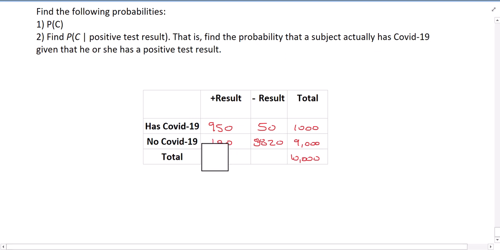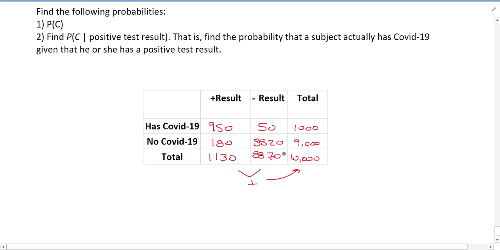180, and now we can find our totals for the bottom here. So 950 plus 180 gives us 1130, and then 50 plus 8820 gives us 8870. And now make sure that those together add up to 10,000, which they do. So this should add up to 10,000, and those should add up to 10,000.